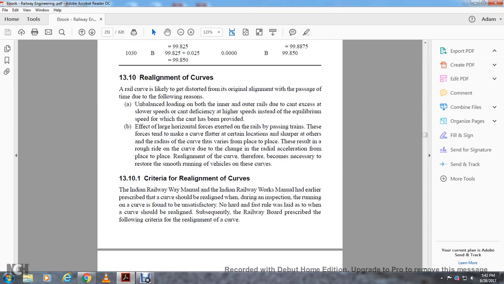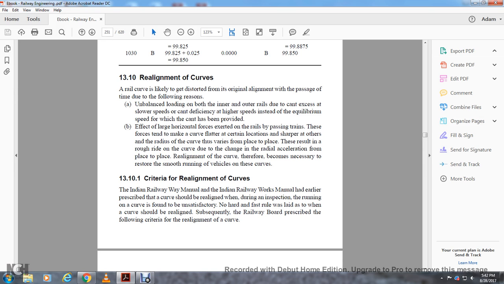Realignment of the curve. The rail curve is likely to disturb the original alignment of the track over time due to the following reasons. Imbalance loading of both the inner and outer rail, due to excess speed or slower speed with cant deficiency, than the higher speed or equilibrium speed for which the cant has been provided.